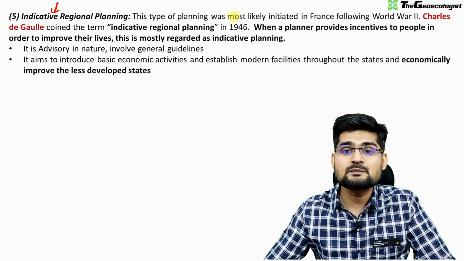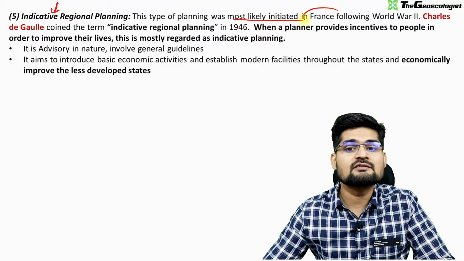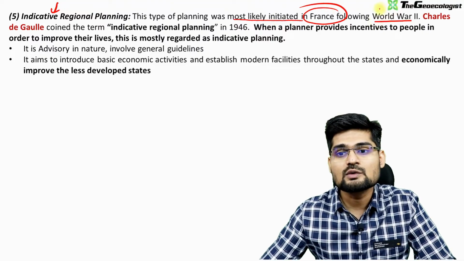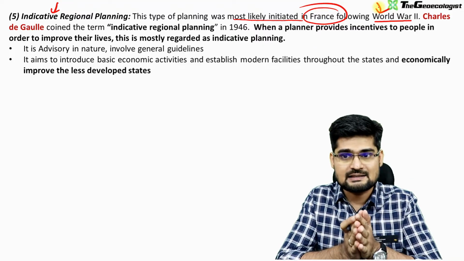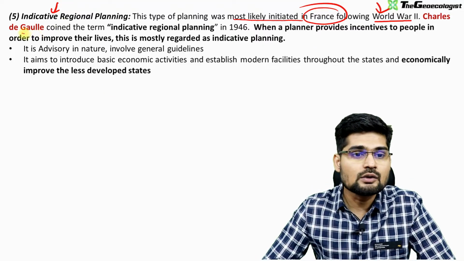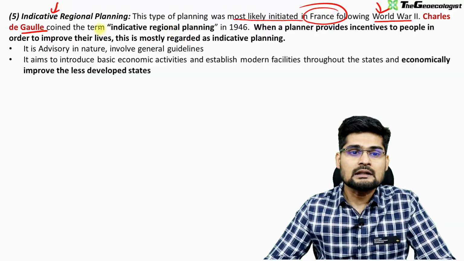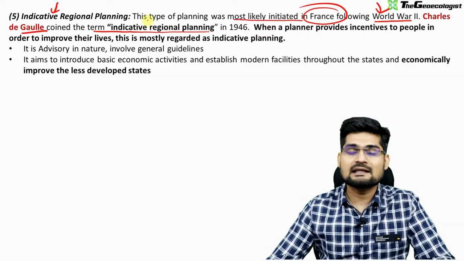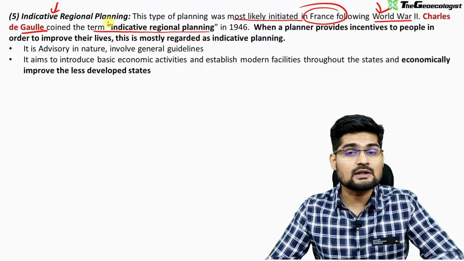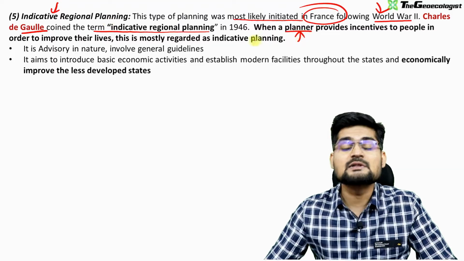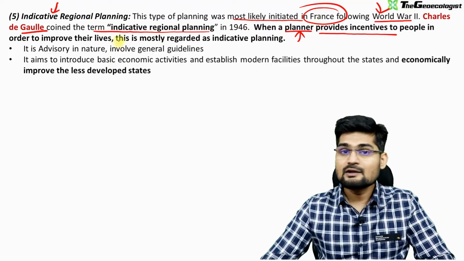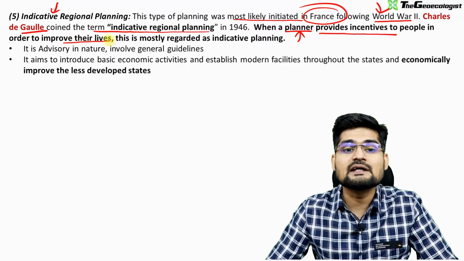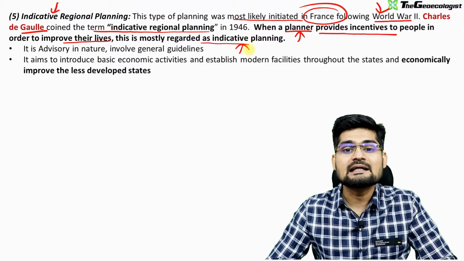Now, remember, this planning was most likely initiated in France during World War II, and after that, after restructuring. So new development plans, right? Charles de Gaulle, if you remember, coined this term, indicative regional planning, in 1946. And in this, what happens? The planner is the person who decides and provides incentives to people in order to do what? In order to improve their lives, and this is regarded as indicative planning.